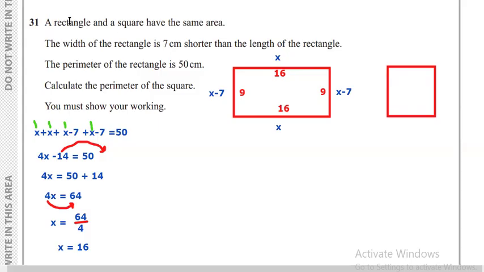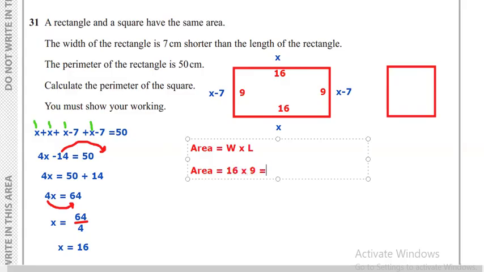First, we know that both areas are the same, the area of the rectangle and the area of the square. So first, let's find the area of the rectangle. To find the area, what do we do? Very good. Area equals width times length, like this. This means that the area of the rectangle equals 16 times 9.